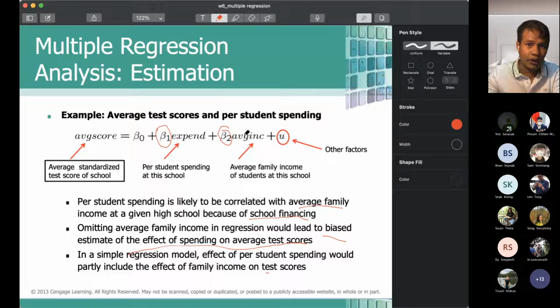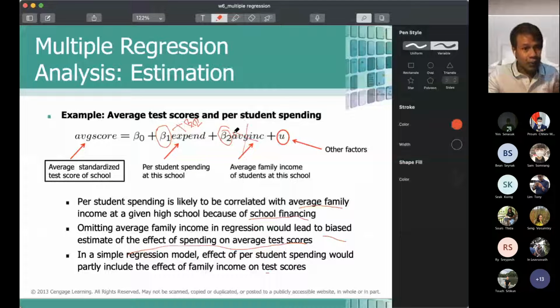So again, for simple linear regression, if you did not include average family income, this delta 1 is biased. Why? Because this delta 1 also partially includes delta 2. We will discuss the effect of omitted variables next week. Are you following me? Questions?